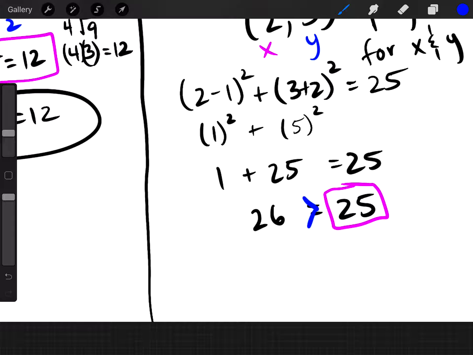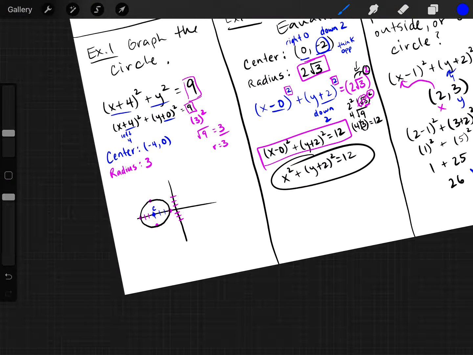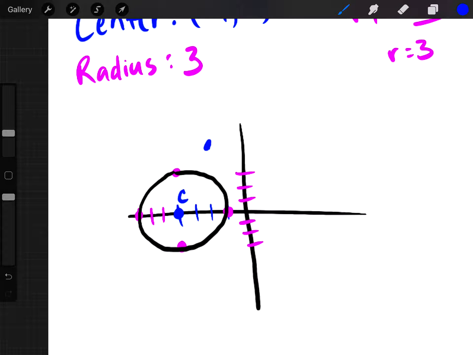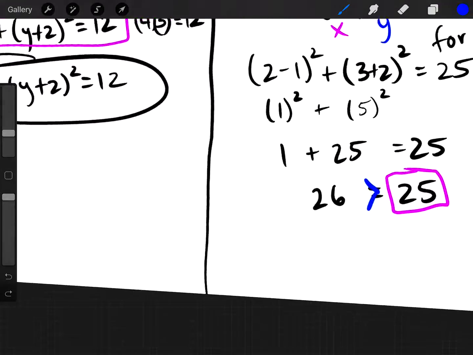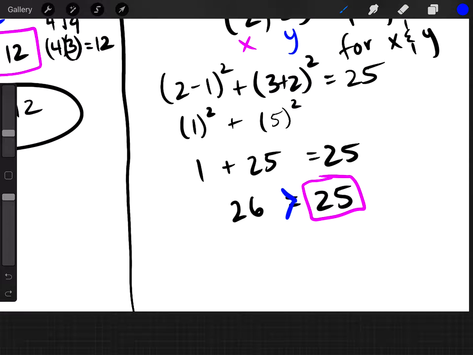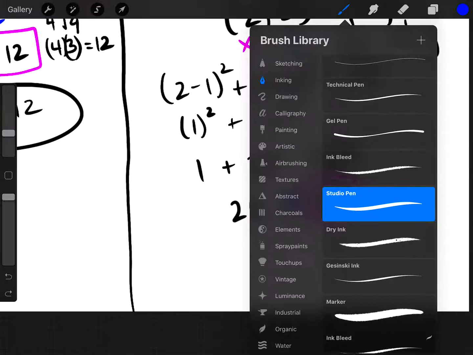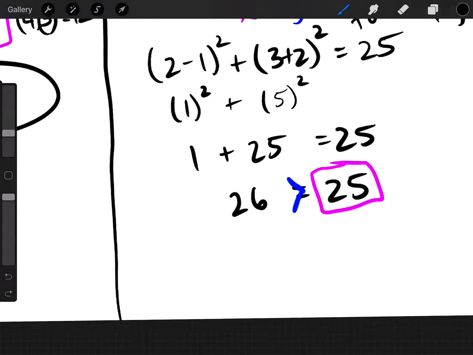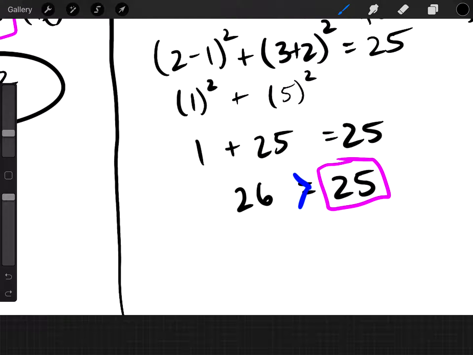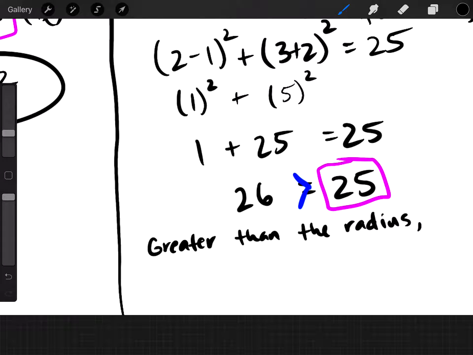Now what does that tell us? Keep in mind, again, that 25 here on the end is telling us the radius, how far out to go for the circle. Here the radius was 3. That told us how far out the circle was. So if this number, 26, is greater than the radius, then that's telling us that we are outside the circle. If you're greater than the radius, you're farther away from the circle. If you're less than the radius, you're inside. If you're equal to the radius, you're on the circle.